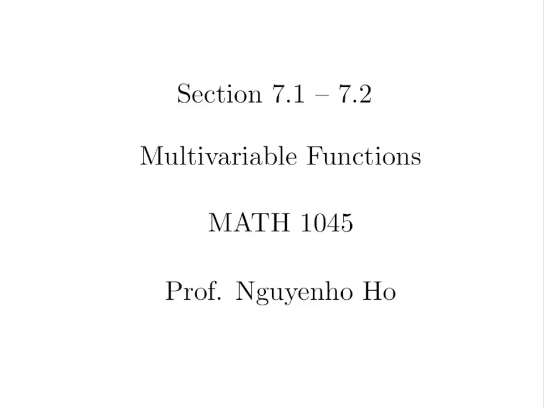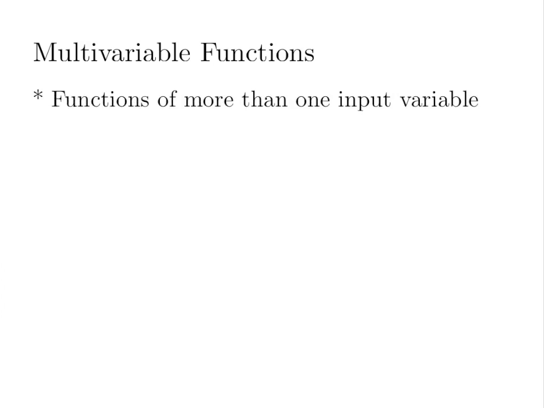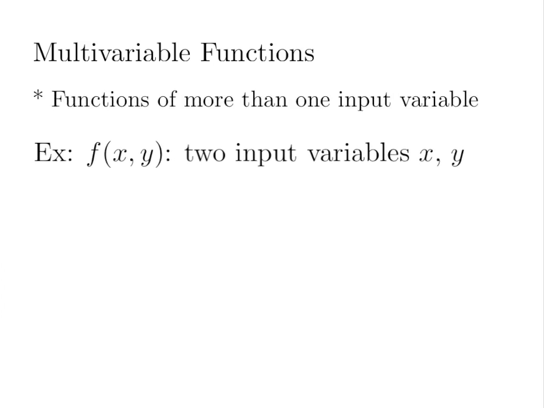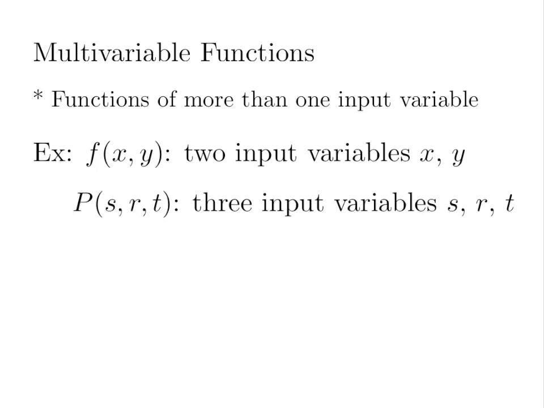In this section, we talk about multivariable functions. Multivariable functions are functions of more than one input variable. For example, I have the function f of x comma y. This is a function of two input variables, x and y. I can also have a function p of s comma r comma t. This is a function of three input variables s, r, and t.